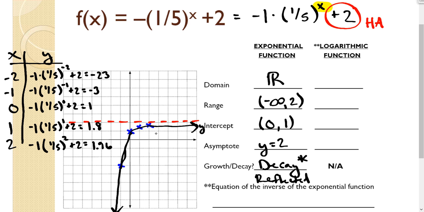2 is not a very big number. So we can't say that it is exponentially growing. We can say that it is increasing over its interval, but we cannot call it exponential growth. It is reflected decay.